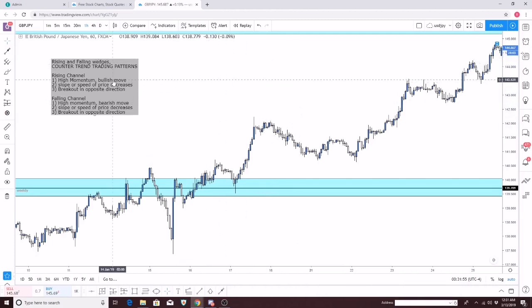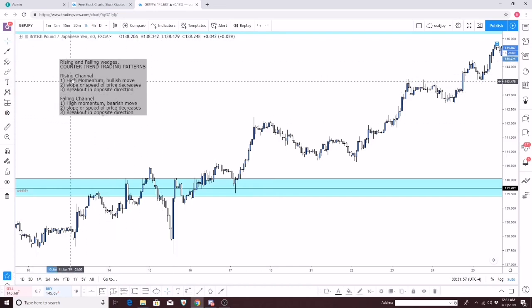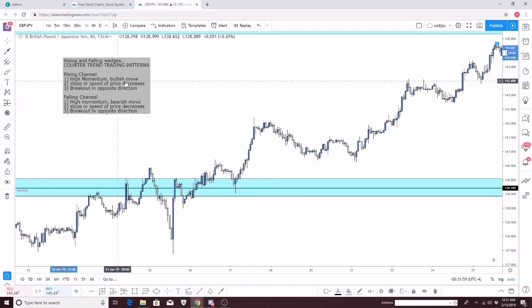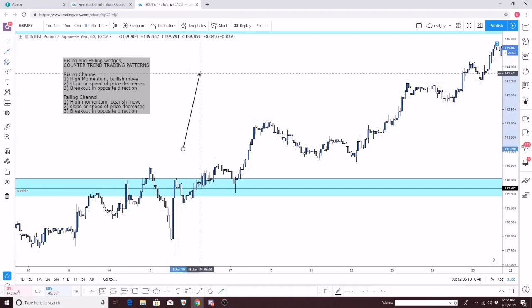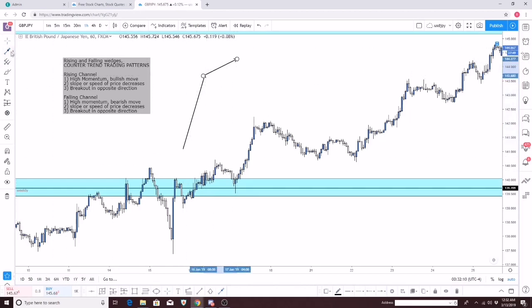So again, a rising channel will have a high momentum bullish move, then a decrease in the slope or speed of price. What I mean by that is a high momentum bullish move that's normally very steep, and then we'll see it decrease. What I mean by the slope is obviously this. Instead of it completely just going up, we're going to see it move sideways in a specific direction. Normally we'll have a breakout in the opposite direction.